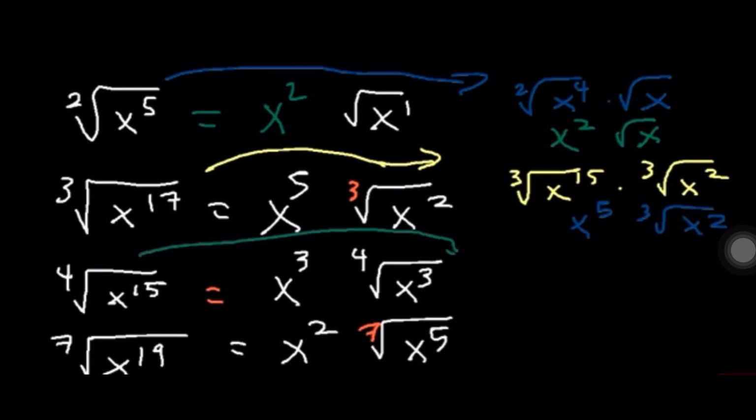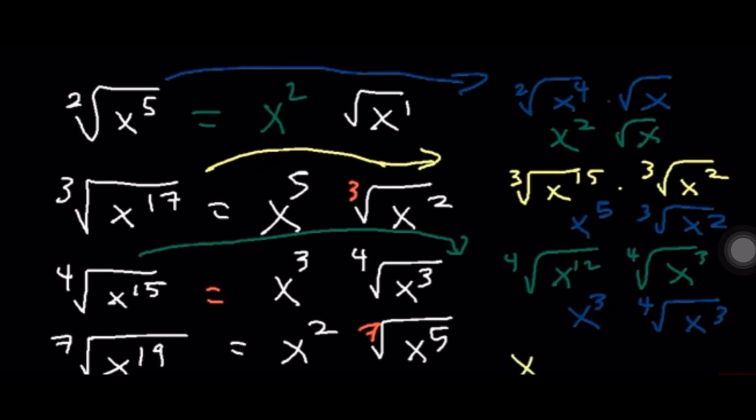For this one, I would break it into the fourth root of x to the 12th times the fourth root of x to the 3rd. 12 plus 3 is 15, but 4 goes into 12 evenly. 12 divided by 4 is 3. So then you'll get this answer. And for the last one, I would rewrite it as the seventh root of x to the 14th times the seventh root of x to the 5th. 14 divided by 7 is 2, so you get x squared times the seventh root of x to the 5th.